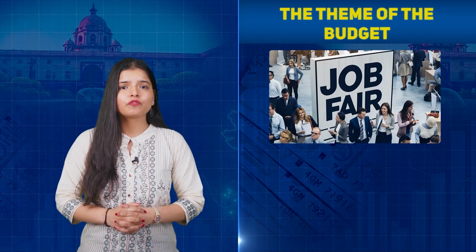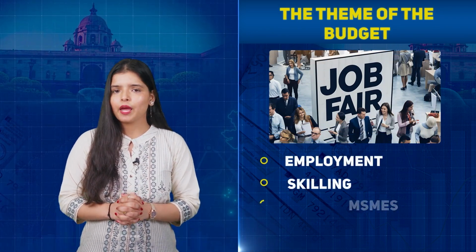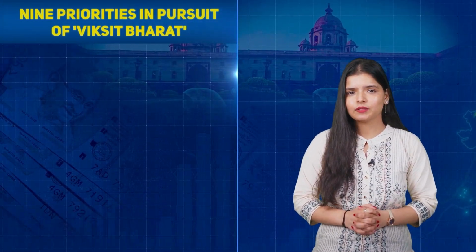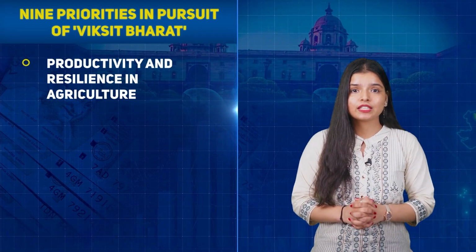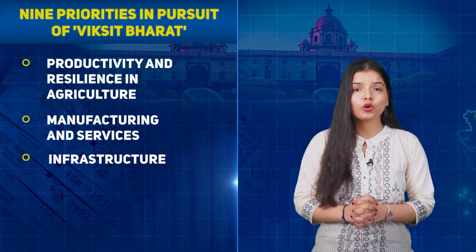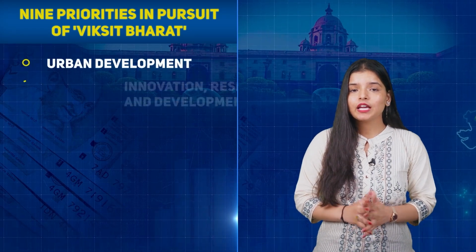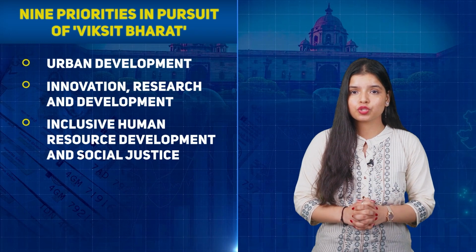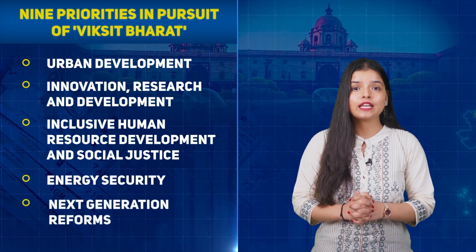The theme of the budget revolves around employment, skilling, MSMEs and the middle class, with 9 priorities in pursuit of Viksit Bharat, namely productivity and resilience in agriculture, manufacturing and services, infrastructure, employment and skilling, urban development, innovation, research and development, inclusive human resource development and social justice, energy security and next generation reforms. Now that we know the 9 major priorities, it is also important for us to understand the priorities in detail. Let's explore them one by one.